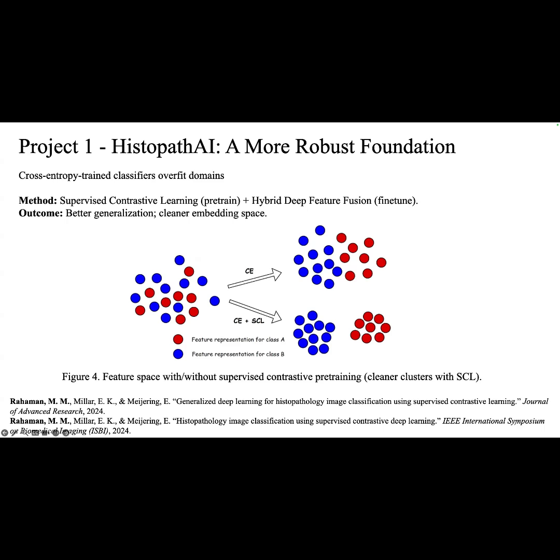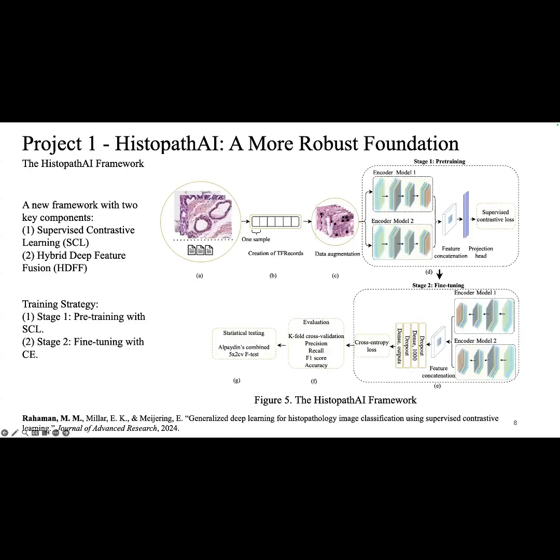So our solution involves two key innovations. First, supervised contrastive learning in the pre-training stage, which creates a cleaner and more discriminative feature space, as you can see in the t-SNE visualization. With supervised contrastive learning, we get much tighter, more separate clusters compared to standard training. Second, we use hybrid deep feature fusion during fine-tuning, which combines features from multiple layers of the network to capture both fine-grained and high-level semantic information.